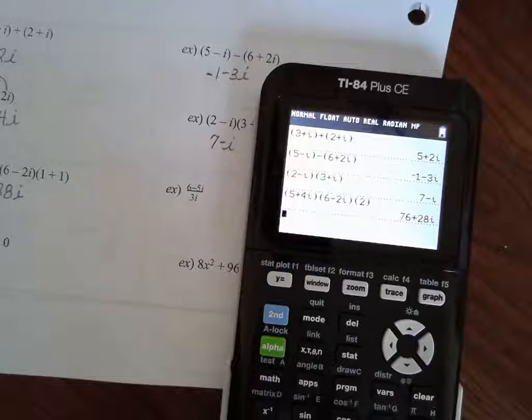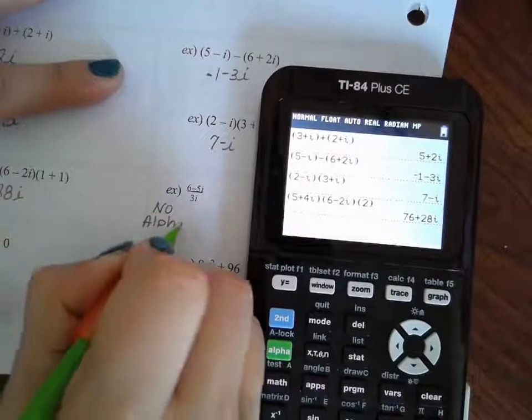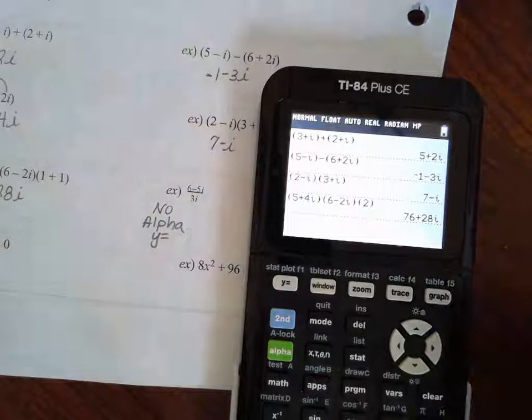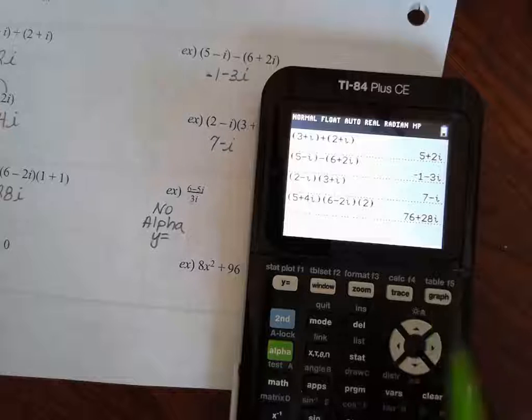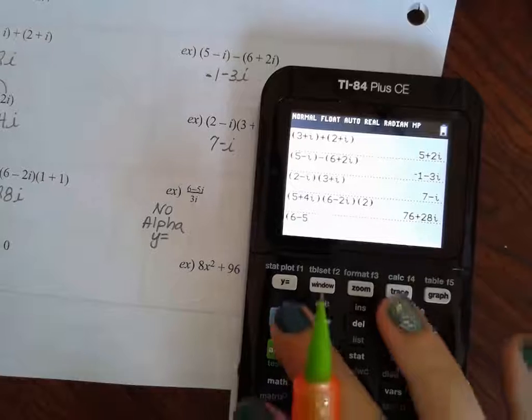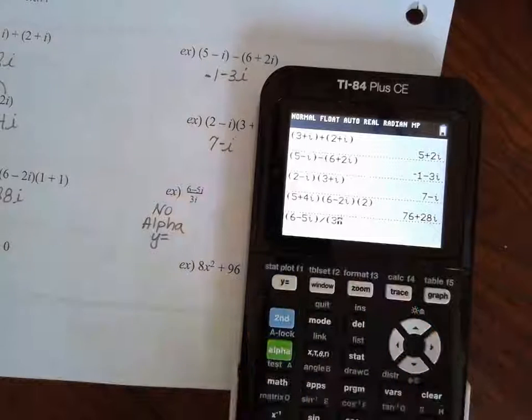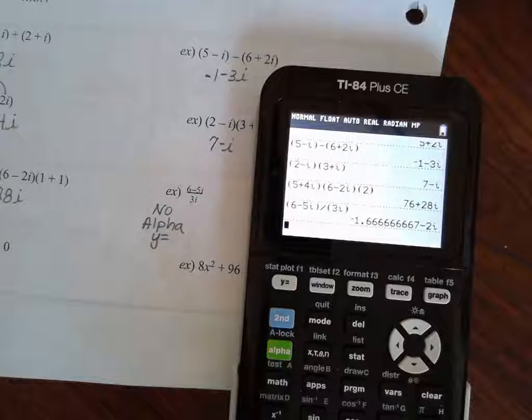And then over here, now for this one I want to make sure that I talk about this one in the calculator. You can't use alpha y equals for this one, okay? No alpha y equals. It won't work. The calculator will say that there's an error. So instead, you're going to put it in parentheses, 6 minus 5i, and then put divided by, parentheses, 3i. Everything has to be put in parentheses, okay? So that's going to be that crazy looking decimal. No fear, we can do that.